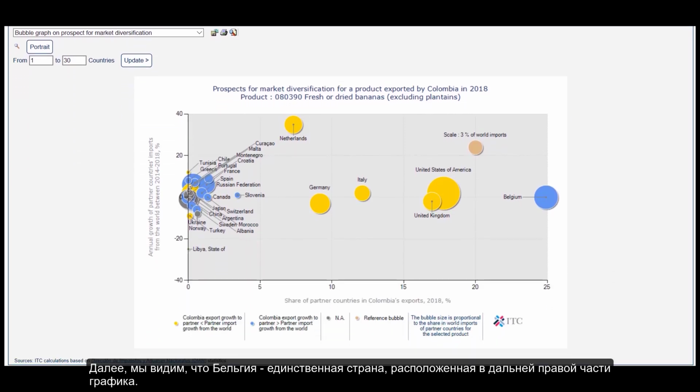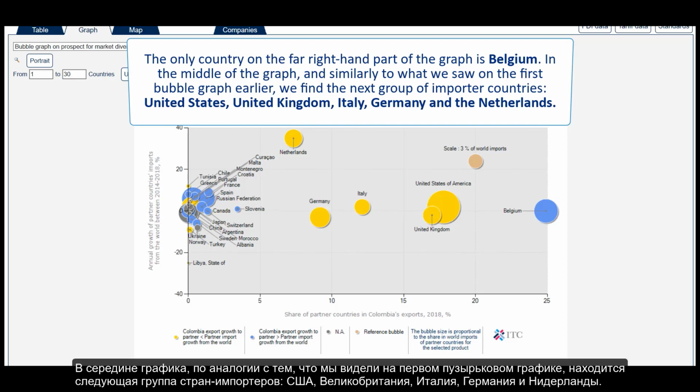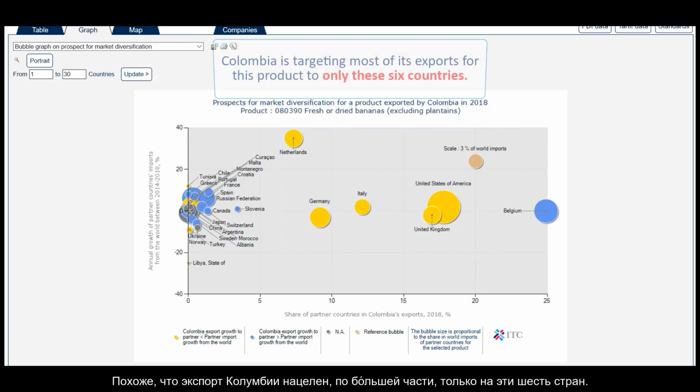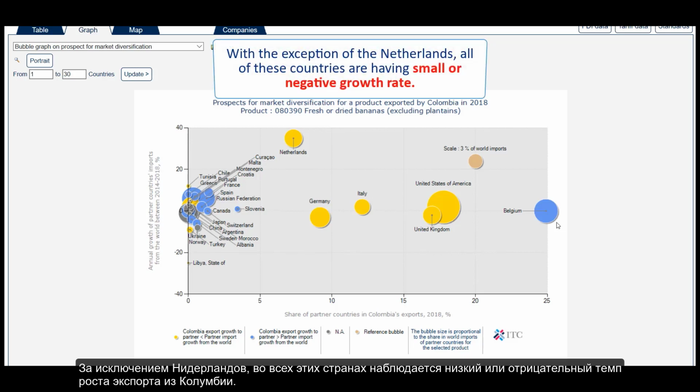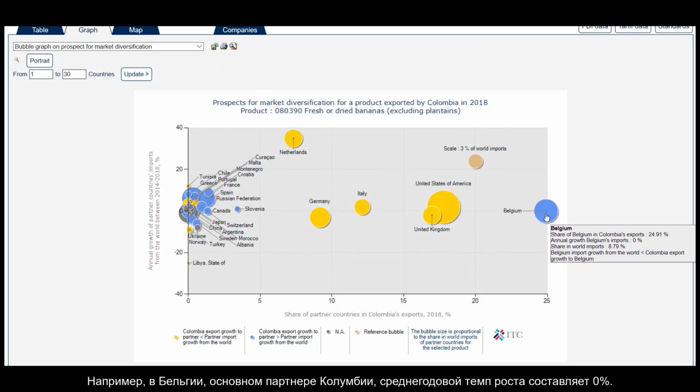Then we can see that the only country on the far right-hand part of the graph is Belgium. In the middle of the graph, and similarly to what we saw on the first bubble graph earlier, we find the next group of importer countries: United States, United Kingdom, Italy, Germany, and the Netherlands. It seems that Colombia is targeting most of its exports for this product to only these 6 countries. With the exception of the Netherlands, all of these countries are having small or negative growth rate. For instance, Belgium, Colombia's top partner, has an average annual growth rate of 0%.